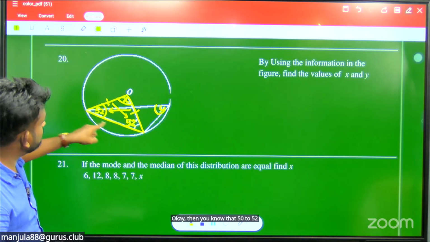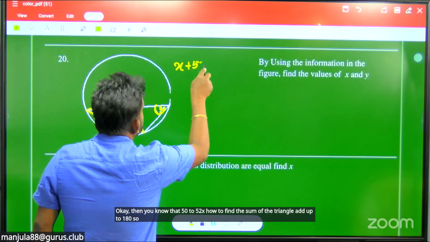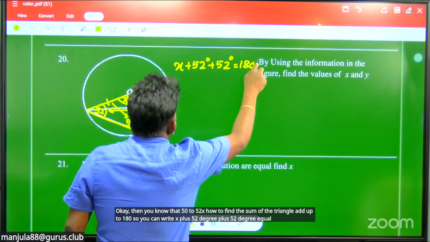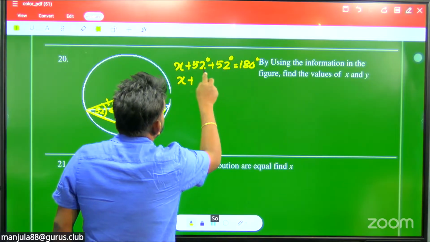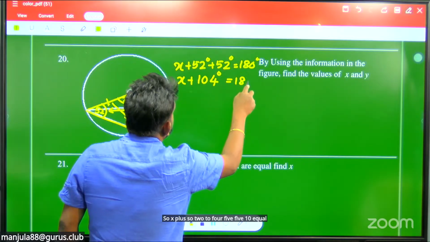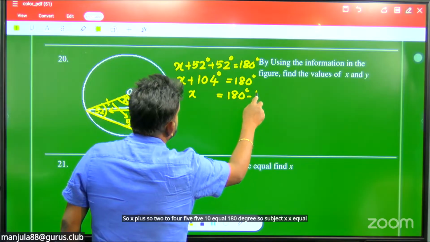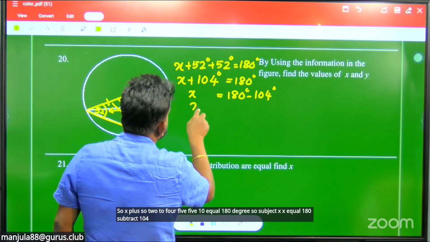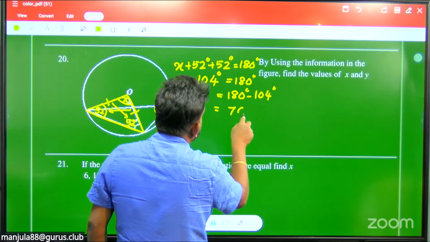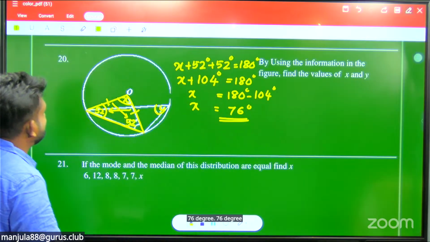How to find the sum of this triangle? It adds up to 180. So you can write x plus 52 degrees plus 52 degrees equals 180 degrees. So x plus 104 equals 180 degrees. Subject x, x equals 180 subtract 104. So then x comes as 76 degrees. Okay, so x is 76.